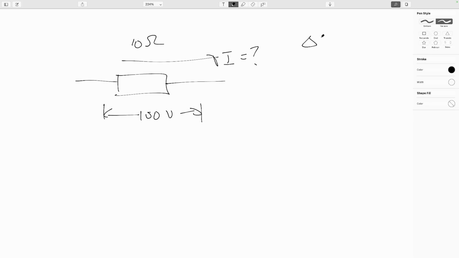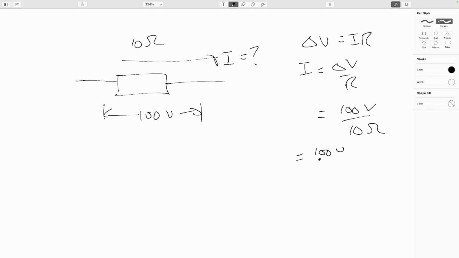Well, I can start with twinkle twinkle little star, delta V equals I times R, solve for the current, and get that this will be 100 volts over 10 ohms. And remember that an ohm is a volt per amp, like so. So this will give me volts over volts per amp, which is amps, and indeed this would be a 10 amp current. And this actually works out pretty well for these kind of resistors that you purchase.